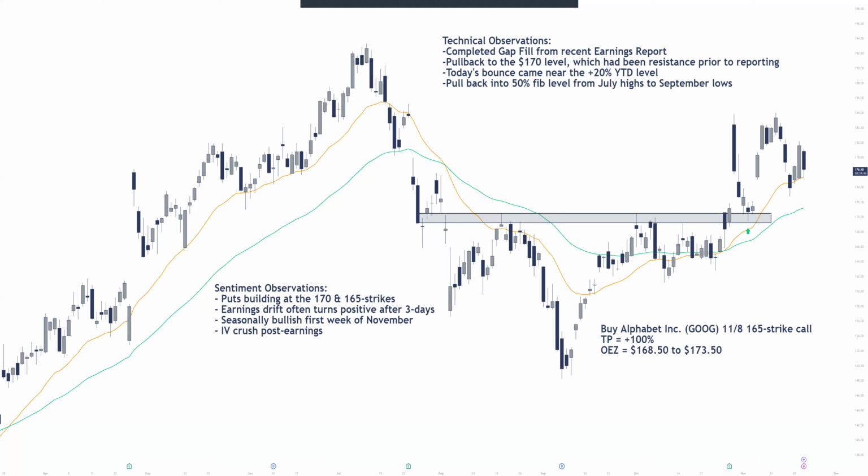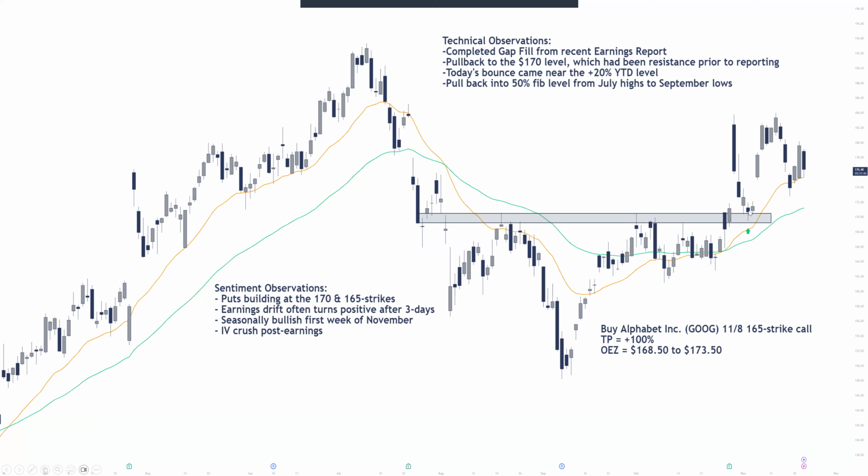Completed the gap fill from the recent earnings report. It was pulling back to $170, which had been a prior resistance level. Came at the 20% year-to-date mark. There's a lot of these things lining up in confluence, as you'll see. The pullback was into the 50% fib from the July highs to the September lows. We saw puts building at the 170 and 165 strike. Earnings drift often turns positive after 3 days was data that I had. And then seasonally bullish first week of November, and we're buying an IV crush, so options were pretty cheap. Target 100%, and the optimal entry was between 168.50 and 173.50.